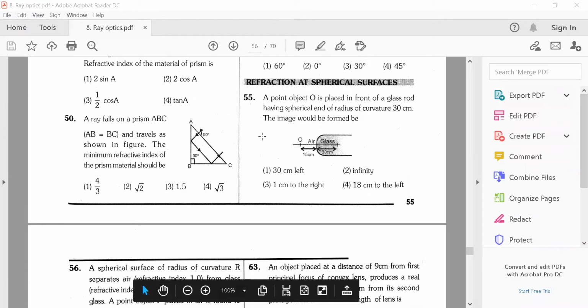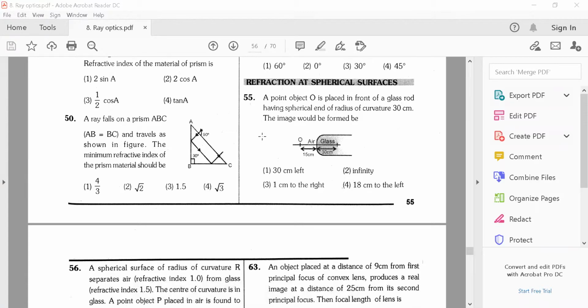Okay, let it be. A point object O is placed in front of a glass rod having a spherical end. Here one object is placed at O, and this distance, 15 centimeter, is given. Then the glass rod has a radius of curvature of 30 centimeter. Here the center of curvature is there, and this R value is 30 centimeter. We know the refractive index of glass is 3 by 2.